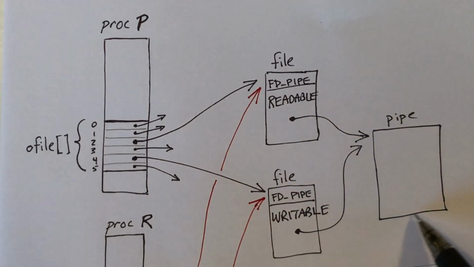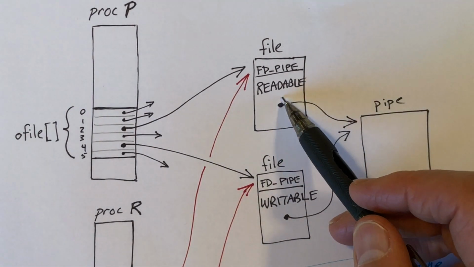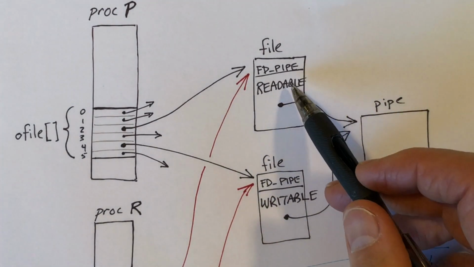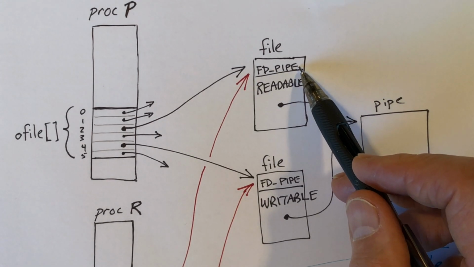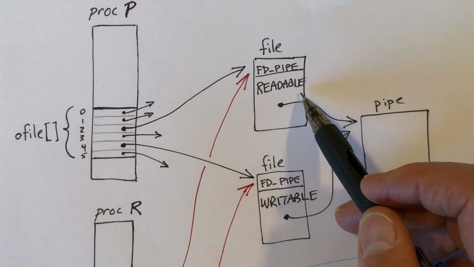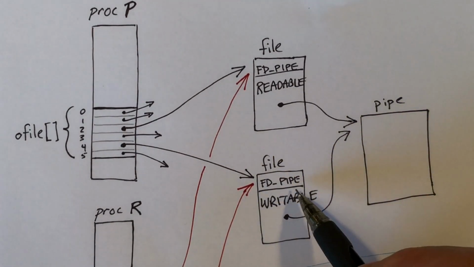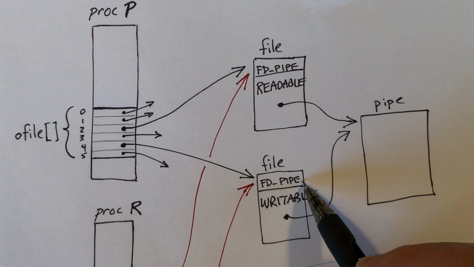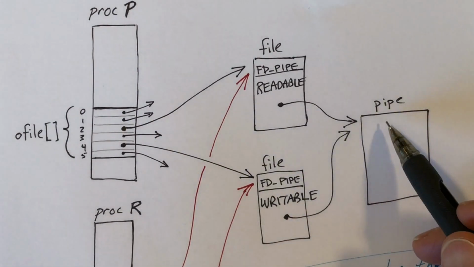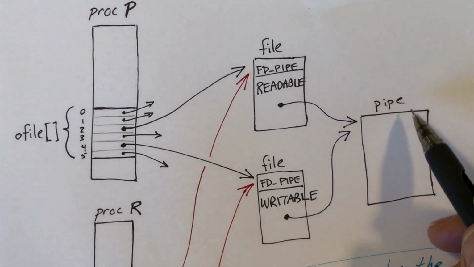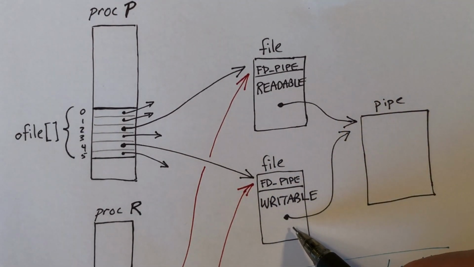In the case of a pipe, we have two file structures. We have one for the read end and one for the write end. The file structure for the read end would have a type of FD pipe, and the readable flag would be true, but it would not be writable. And for the write end of the pipe, we would have a file structure, again with type FD pipe, and it would be marked writable, but not readable. And so we will have two file structures pointing to the pipe, one for each end of the pipe.